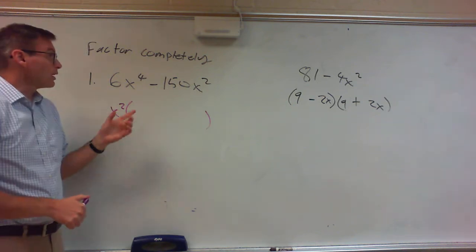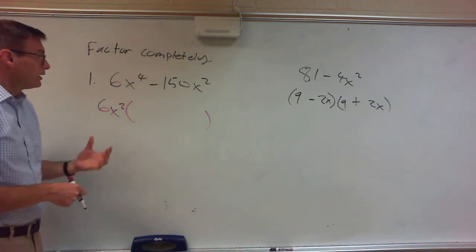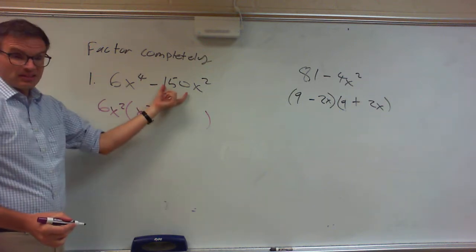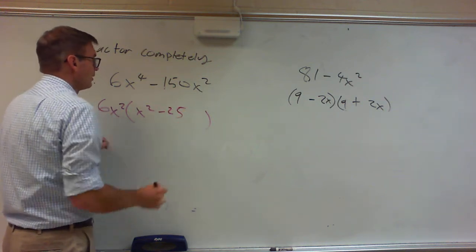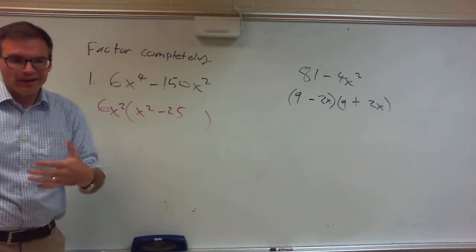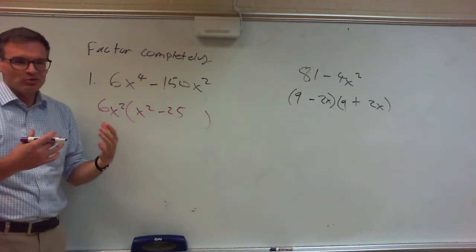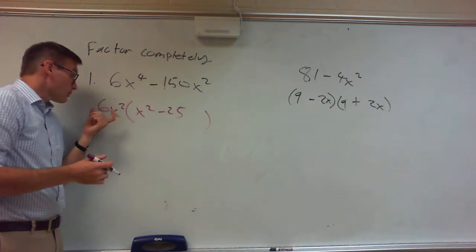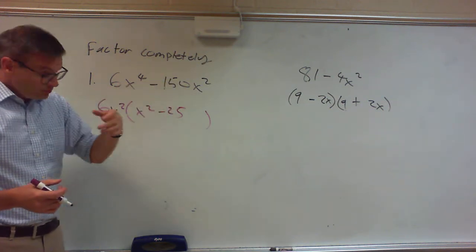I also look at this and I realize that a 6 goes into both of these, so I can take a 6 out. If I take 6x squared away from 6x to the fourth, I'm left with x squared. If I take a 6 away from the 150, 150 divided by 6 gives me 25. This is called factoring out the common factor. I always think about it in reverse: if you distributed this, you would get this. 6x squared times x squared gives me 6x to the fourth, and 6x squared times 25 gives me 150x squared.